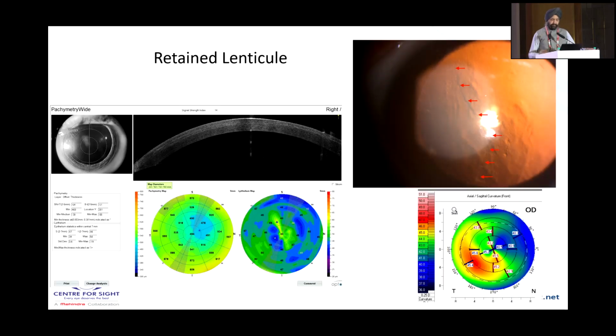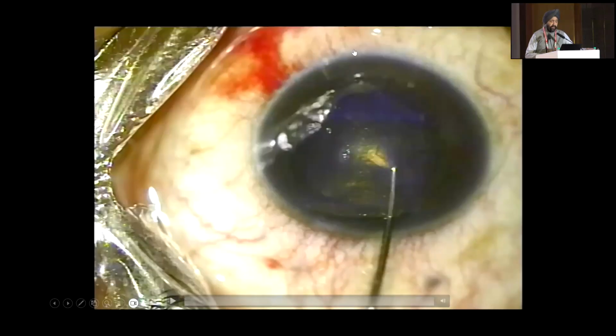Now this is retained lenticule. So sometimes you can have a retained lenticule. If you do a topography post-operatively, you can see it, but the best way to see a retained lenticule is to do a retro-illumination. You can also do an OCT, intra-op OCT, or you can do an OCT post-operatively, or the other simple way is to hydrate.